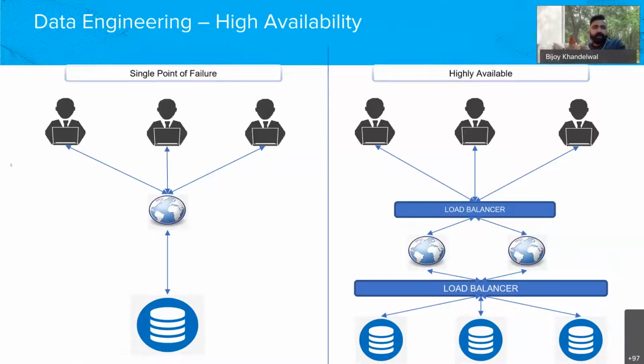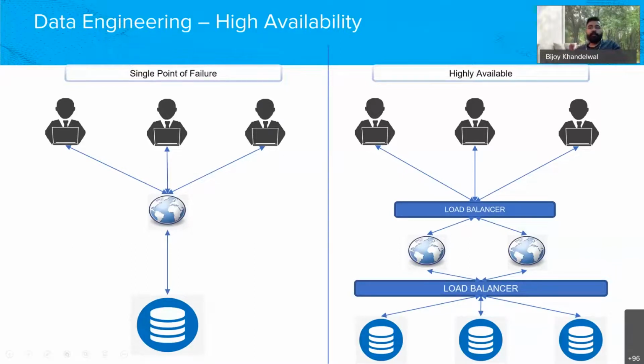In the same way, the web server, which is hosting the UI, fails. The user sees a blank screen. The user is not able to interact with the system. So in production, we should take care of this.